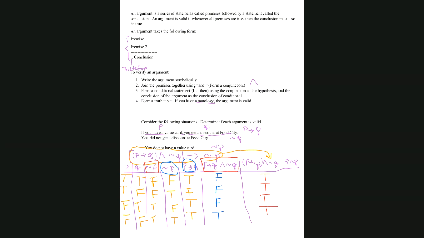And look, I have a tautology. No matter what the truth values of P and Q are, in this case, this statement is always true. So this is a tautology. The argument is valid.